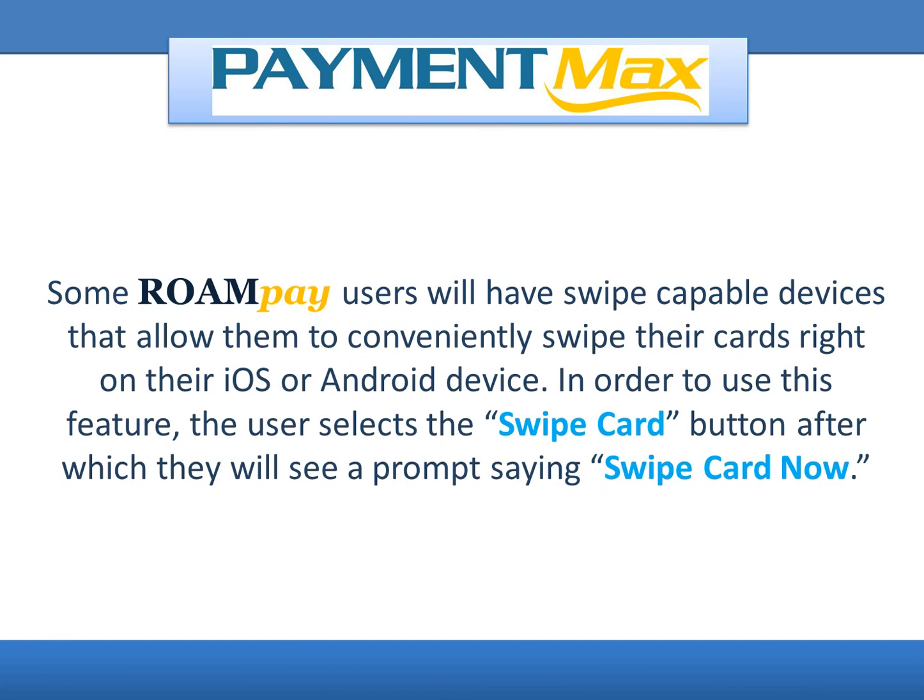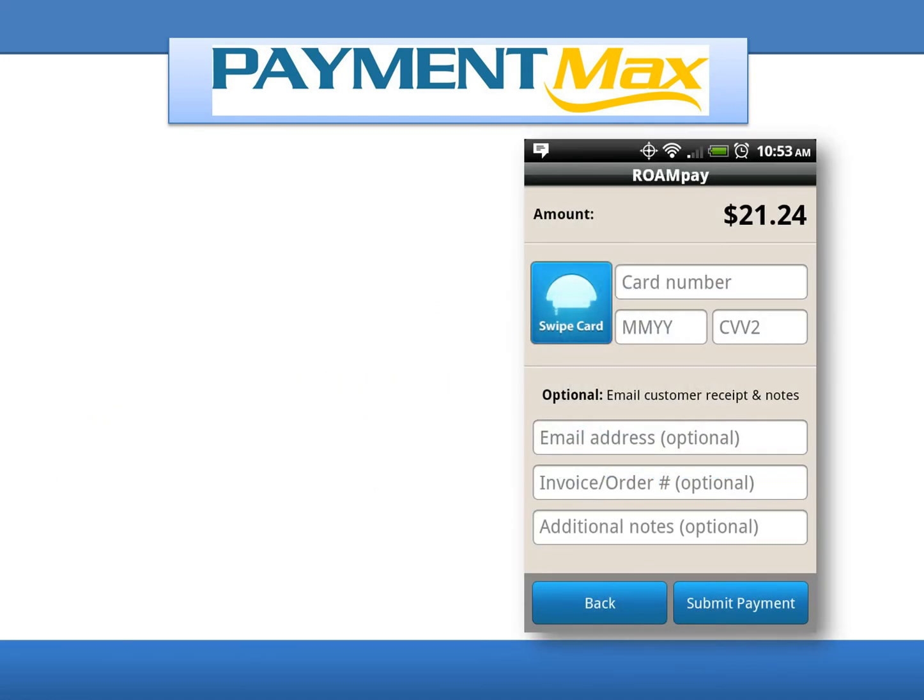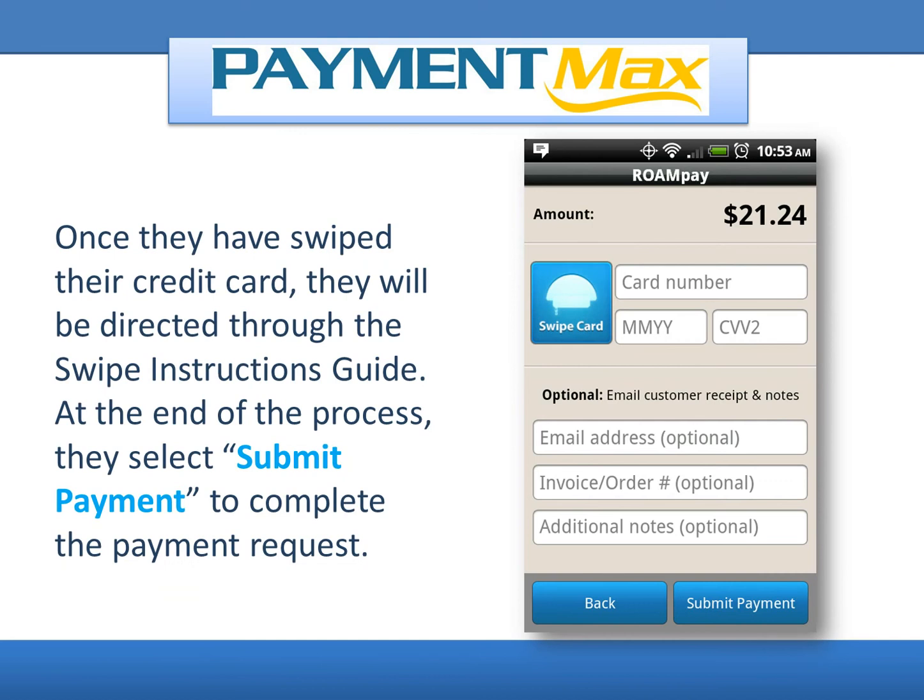Some RoamPay users will have swipe-capable devices that allow them to conveniently swipe their cards right on their iOS or Android device. In order to use this feature, the user selects the Swipe Card button, after which they will see a prompt saying Swipe Card now. Once they have swiped their credit card, they will be directed through the swipe instructions guide. At the end of the process, they will select Submit Payment to complete the payment process.